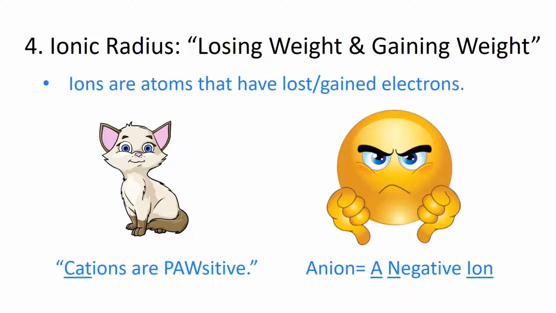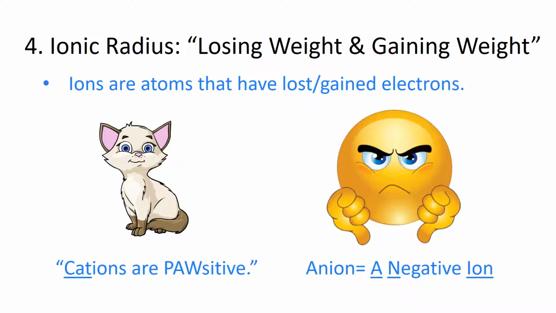Lastly, let's look at the final main periodic table trend, ionic radius, or what I like to consider the fluctuating relationship of losing weight and gaining weight. Ions are atoms that have lost or gained electrons. In other words, they are no longer neutral and have a charge. There are two kinds of ions, cations, which are positive, and anions, which are negative.